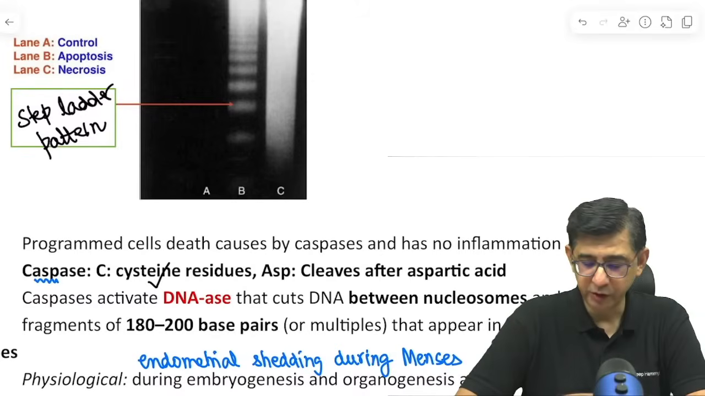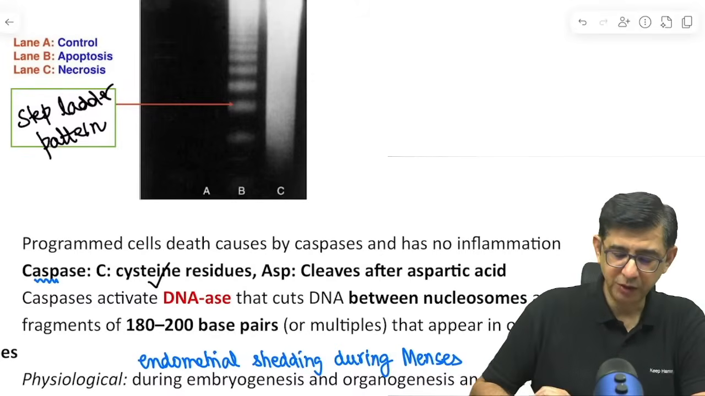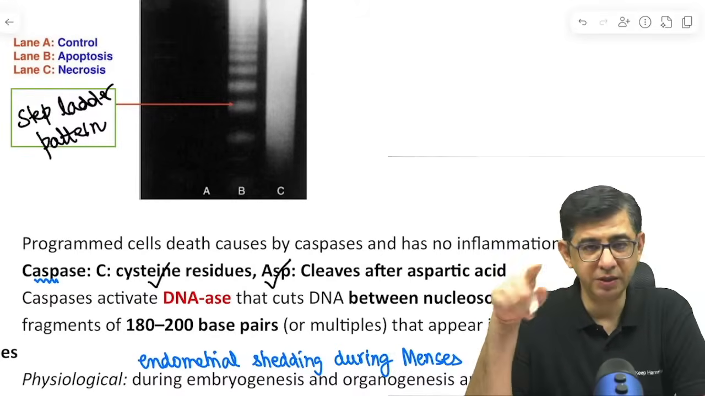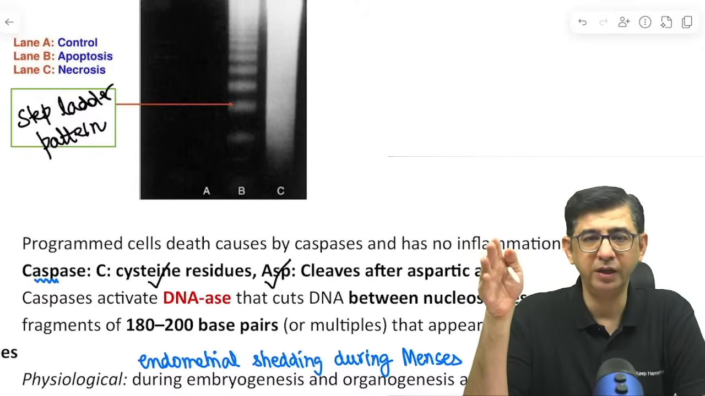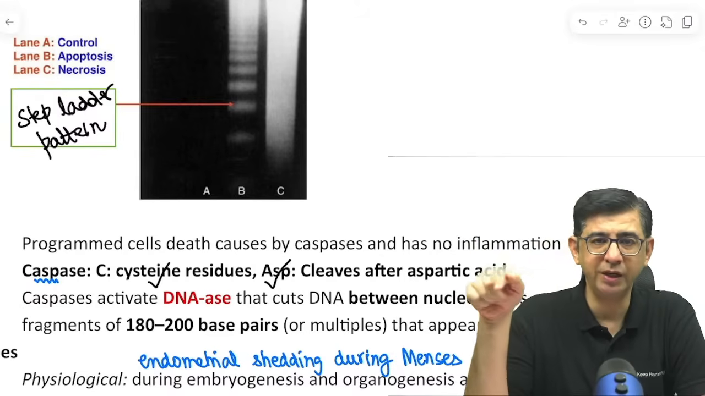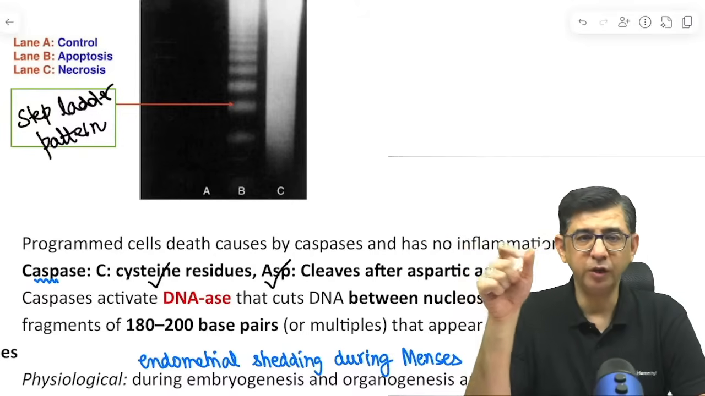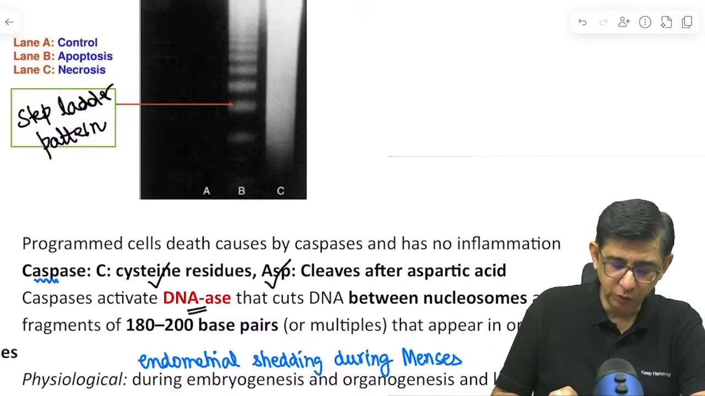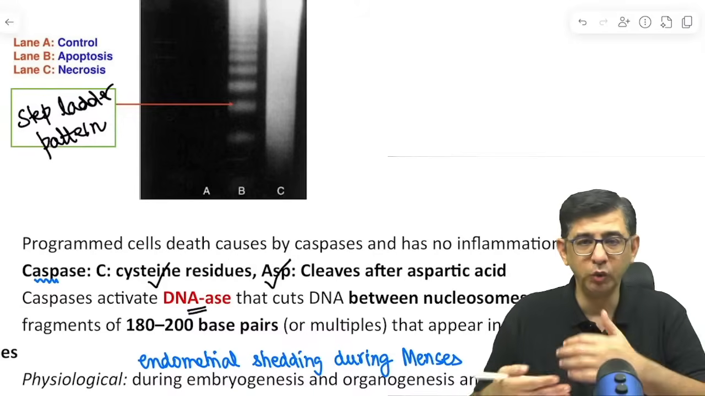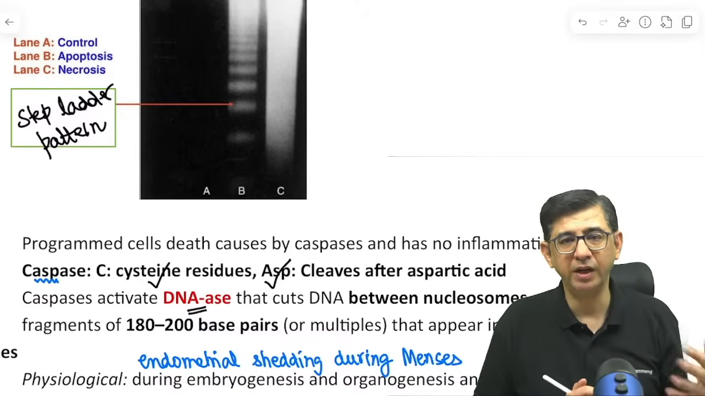या सिस्टीन रेजिड्यूज एंड ASP से होता है एस्पार्टेट. C से हो गया सिस्टीन, ASP से हो गया एस्पार्टेट. That cysteine residue that cleaves aspartic acid is the full form of caspase. और ये करता क्या है, तो ये एक्टिवेट करता है DNase को. सो उसने ये पूछा था कि stepladder pattern क्यों होता है, तो आपका आंसर है caspases that activate DNase.